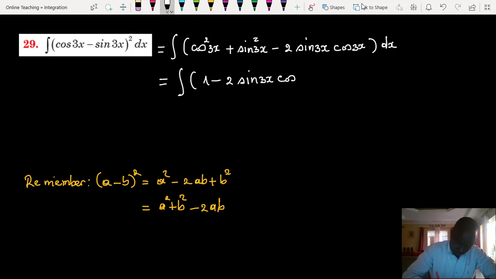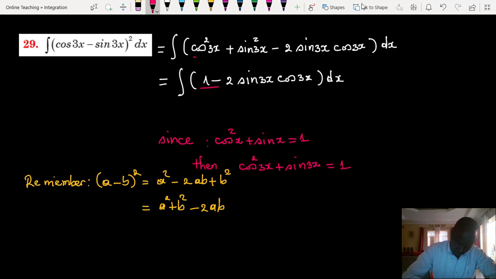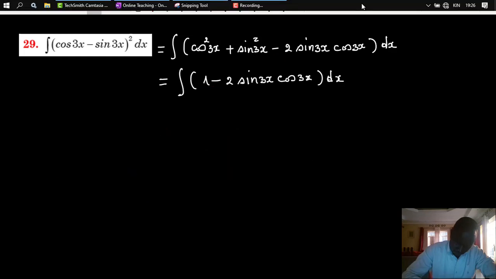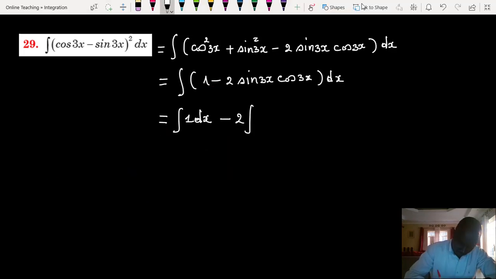Since cosine square x plus sine square x equals 1, then cosine square 3x plus sine square 3x equals 1 also. The integration of a constant is a direct integral.